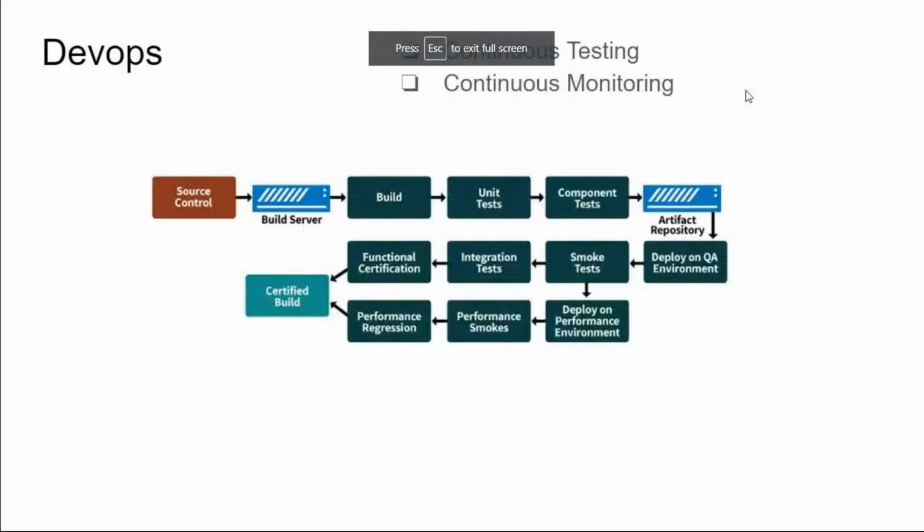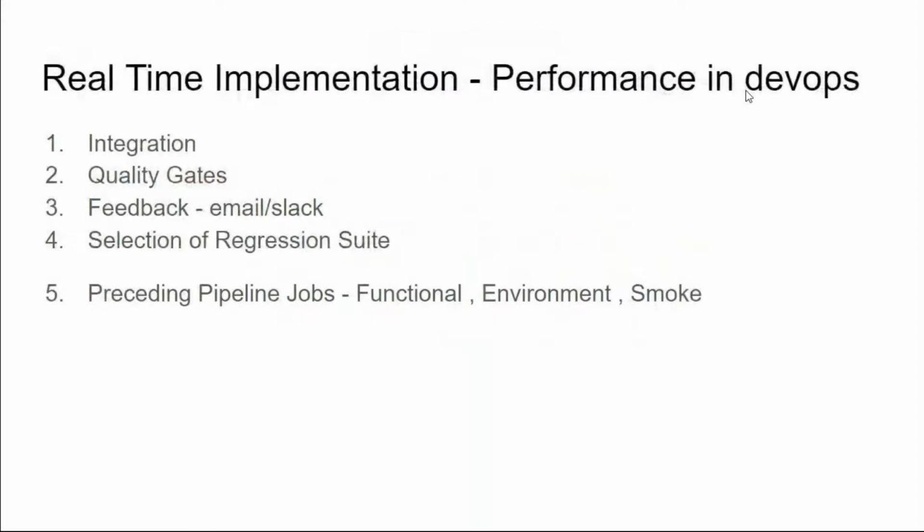So from a DevOps perspective, we'll try to understand what continuous testing is, what continuous monitoring is, and how real-time projects are implementing performance in DevOps. The 5 key elements of performance in DevOps are integration, quality gates, feedback, selection of regression suites, and pipeline jobs. All these five things are required for successful implementation of performance in DevOps, right?